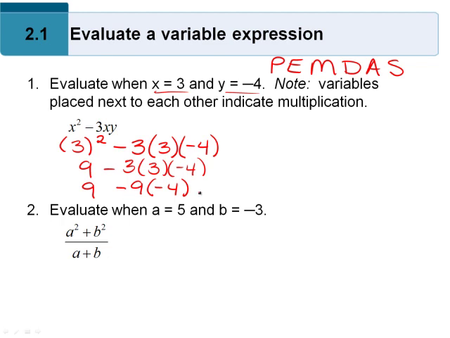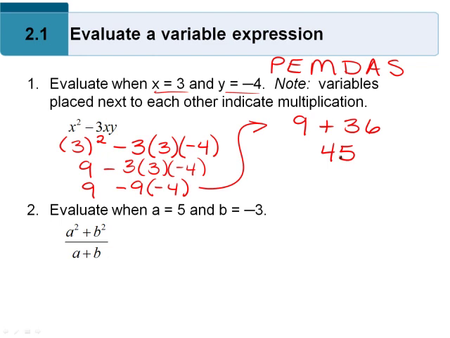Now, in my next step, I'm going to come up here. I have 9. That stays the same, that first 9. And now I'm going to multiply. And once again, take that sign with the 9. Negative 9 times negative 4. A negative times a negative is a positive 36. And now you just add, and what the heck is that? 45. Okay, and that's your answer.